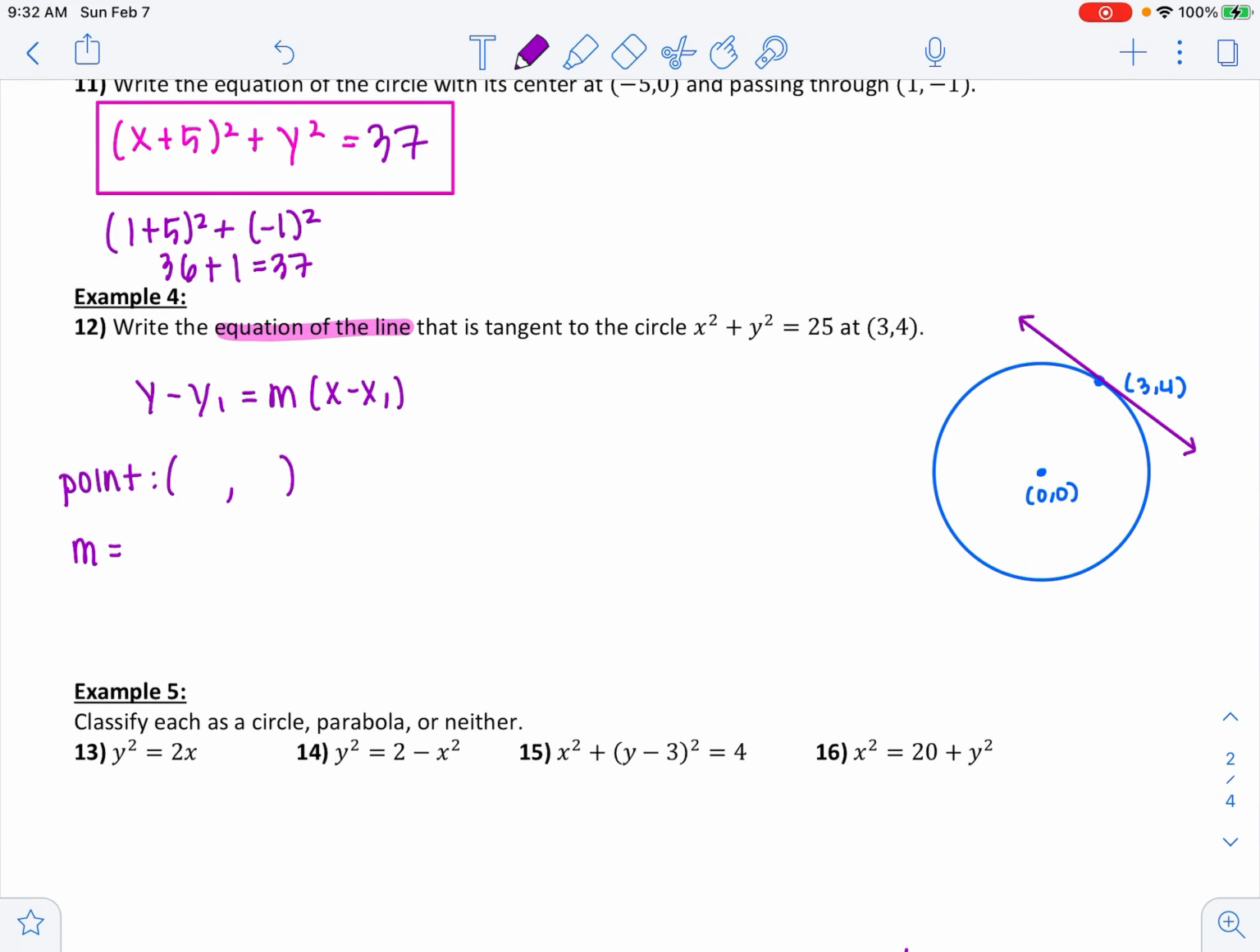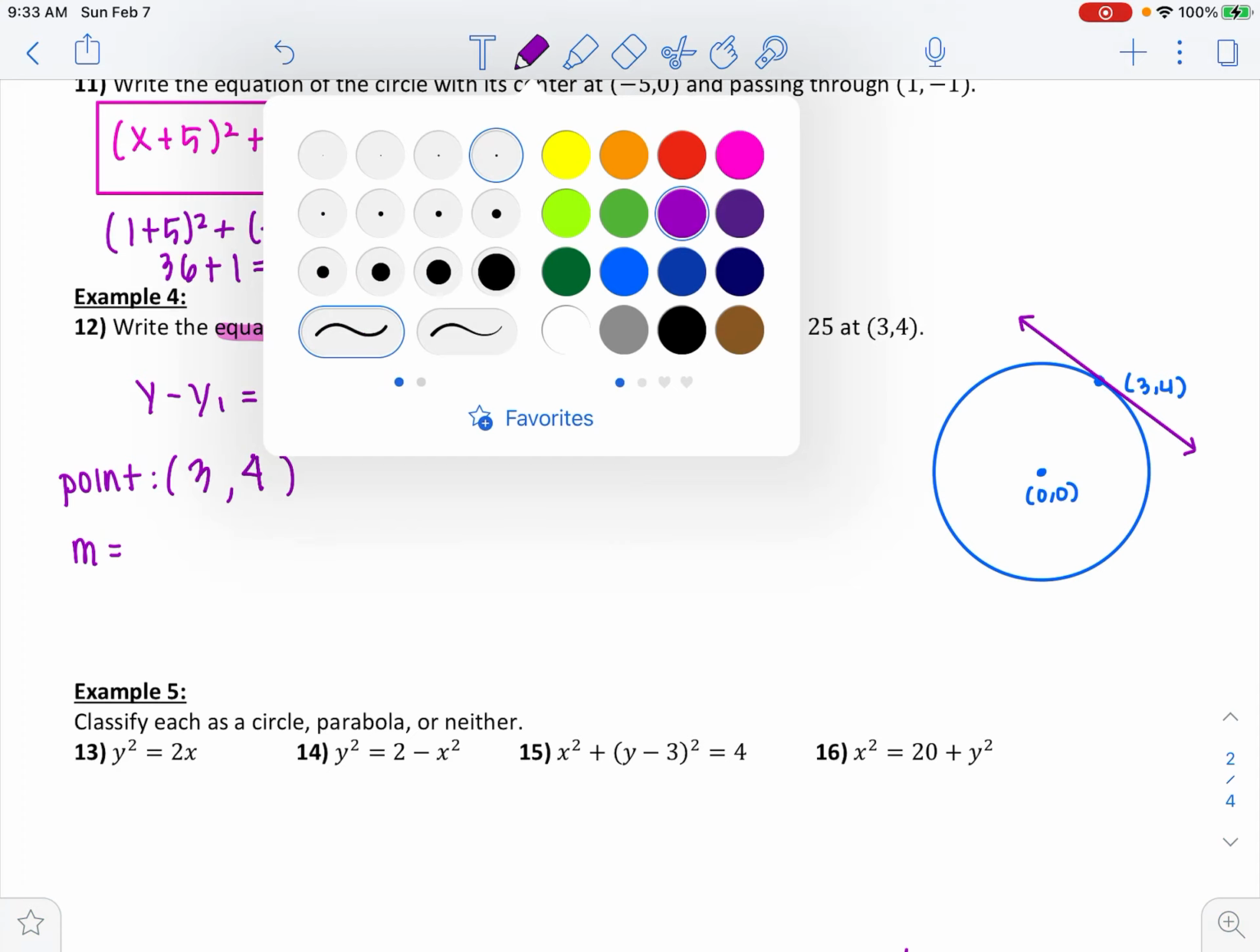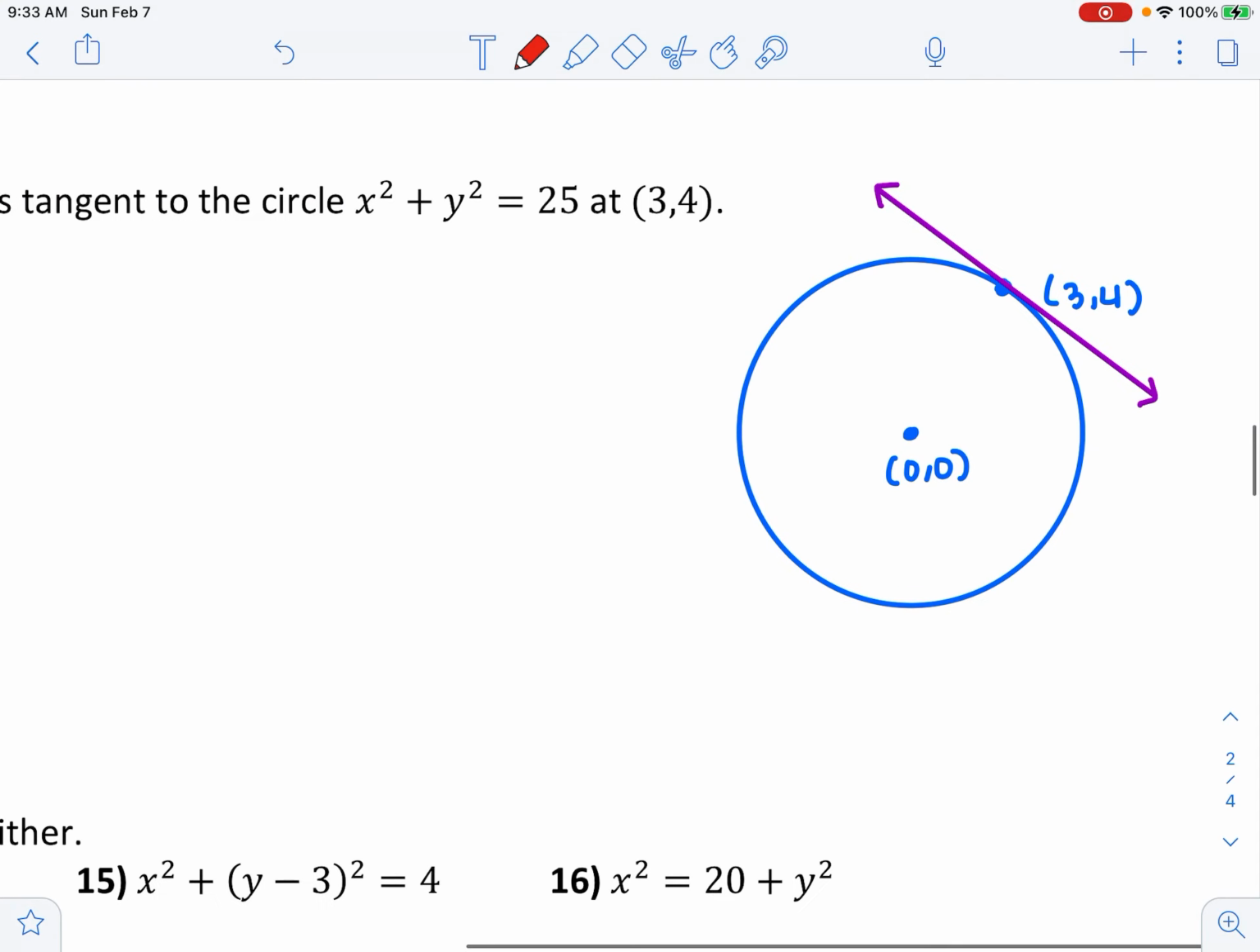All right, so to write an equation of that line, I need two things. I need a point on the line. Do I have a point on the line? Yes, (3, 4). One thing done. Now I just need the slope of that line. To find slope, I need 2 points. Do I have 2 points on that line? No. However, I do have 2 points that I can connect to make a line. So this line I can find the slope of.